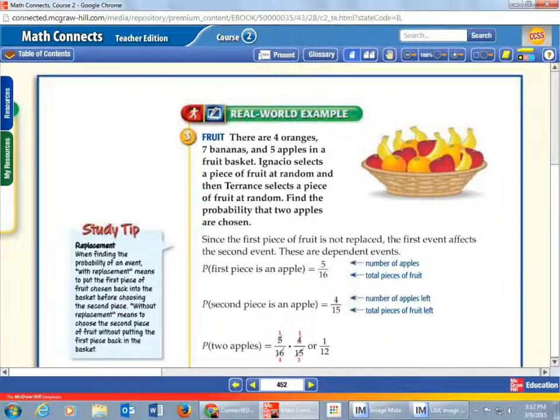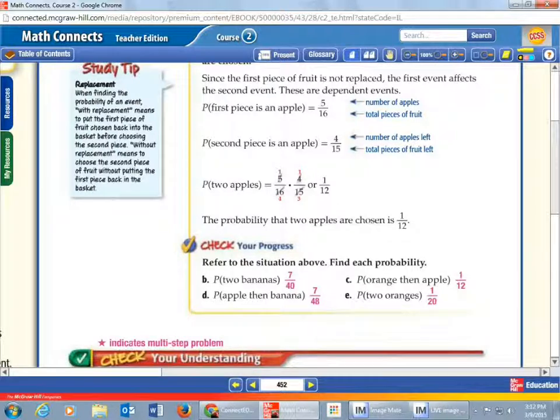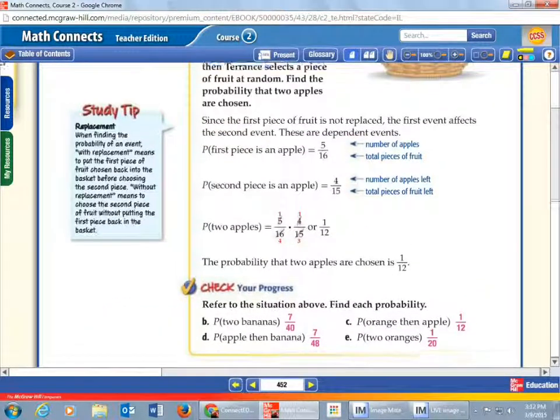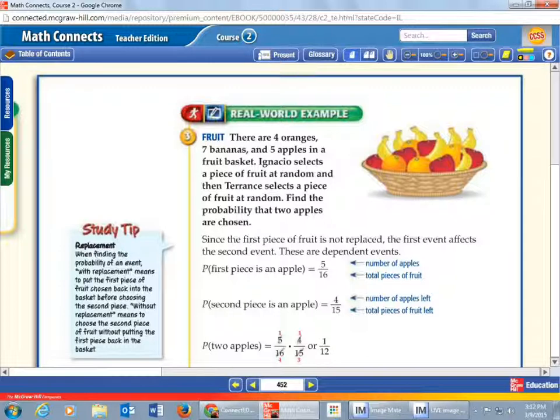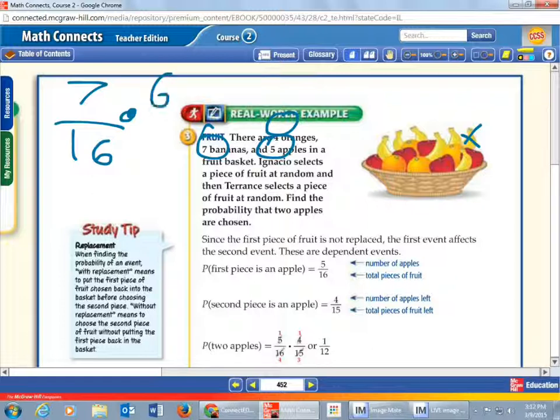Now, here we go. We have fruits. What's the probability of getting 2 bananas? Well, how many bananas do we have? We have 7 bananas, 4 oranges, 5 apples. So what's the chances of getting a banana? There are a total of 16 pieces of fruit, 7 of them are bananas. But as soon as I pull out one of those bananas, I now have 6 bananas left, and there's only 15. So again, it's dependent because I didn't put the banana back in. You don't put fruit back in.